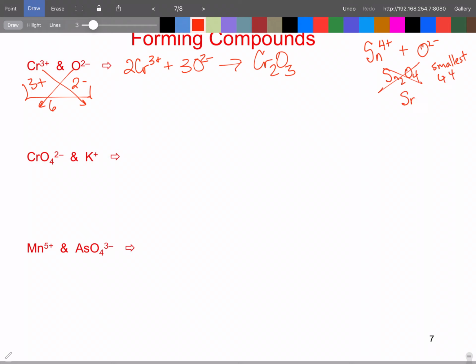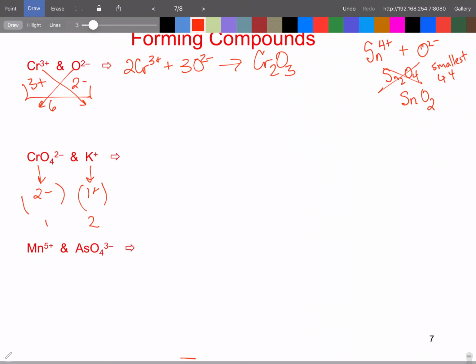So the formula for tin and oxygen is SnO2. Okay? So the trick on this one is if you've been told to just take the valence numbers and flip them, don't do that because it'll get you in trouble. Now, in this particular case, we have this whole thing is only 2 minus, and this one is 1 plus. So we're going to need 2 of these and 1 of these.